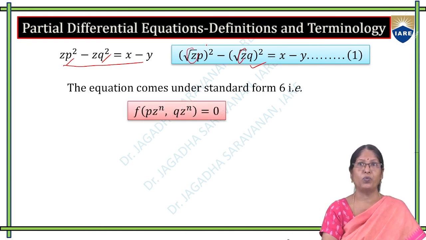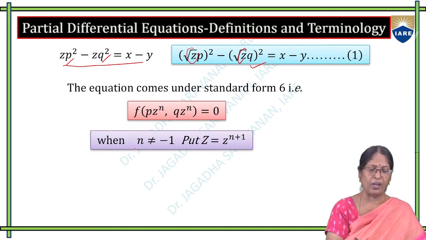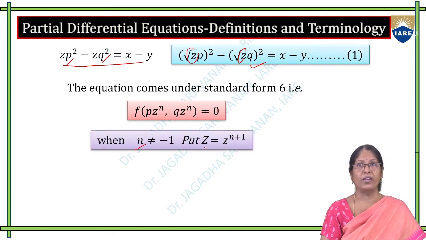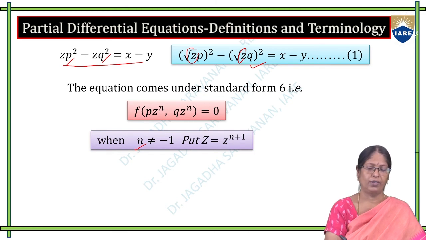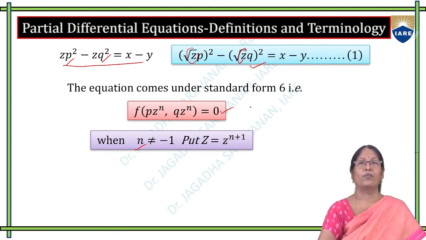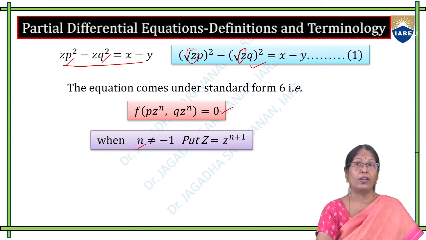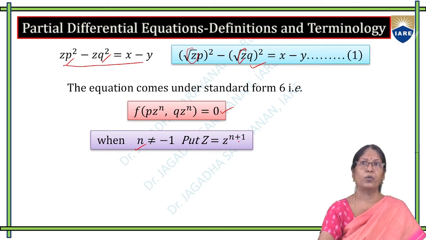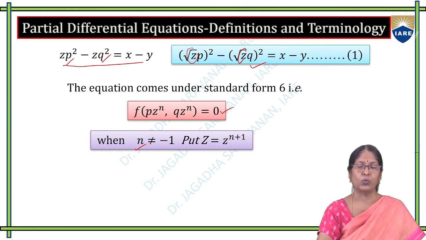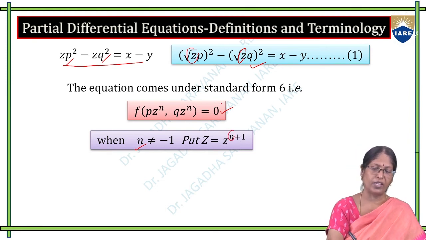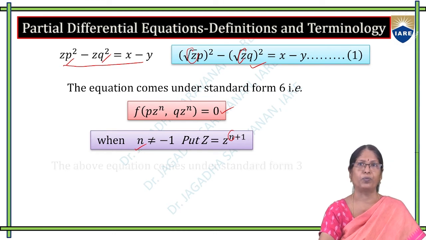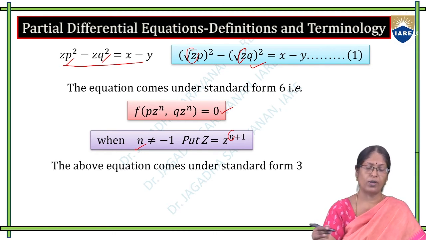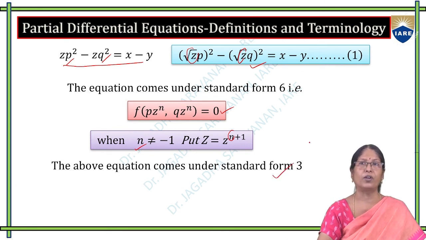So the case which we have to select is n not equal to minus 1. For that, here we can see f of p z power n comma q z power n. So the capital Z equals z power n plus 1. Our n is nothing but 1 by 2. So now our standard form 6 is reduced to standard form 3.